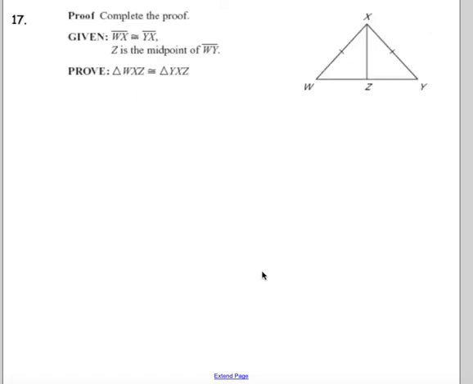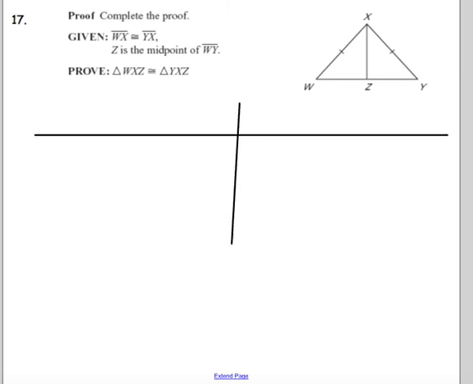The last part of these notes has another proof. It says complete the proof, and we have just blank here, nothing given. So we're going to set up a T-chart here to make our proof. We have 2 things given. Again, one of them is the midpoint. So we're going to use that midpoint in our proof.